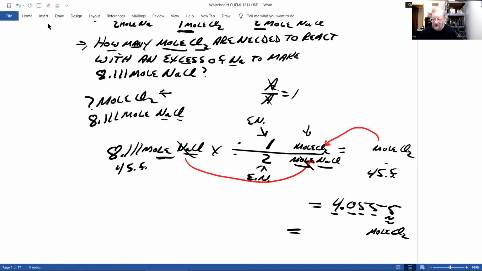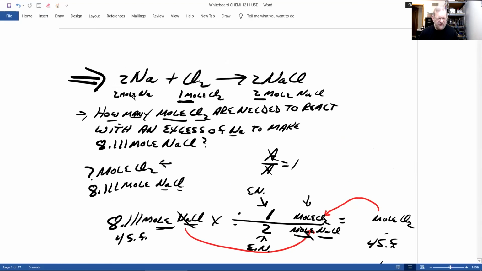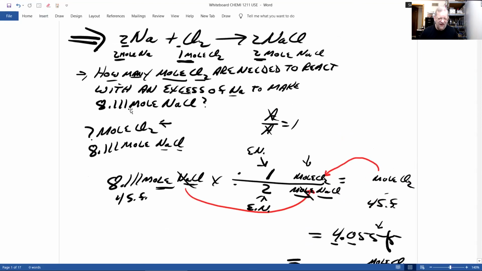And we use this number to round off. Is that 5 or higher? It's a 5, so it's 5 or higher. Drop that, increase this by 1. So the correct answer is 4.056 moles of chlorine. And that's how you do it. Remember, the coefficients of a balanced chemical equation are molar ratios. This says 2 moles of sodium react with, since there's no number, 1 mole of chlorine to make 2 moles of sodium chloride.